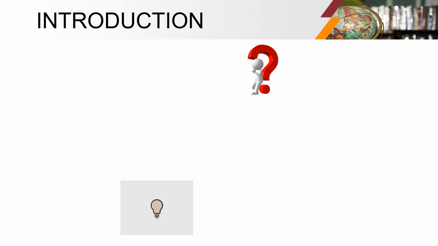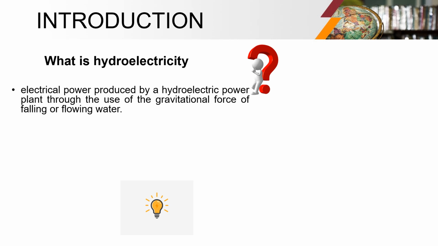Let us first define what is hydroelectricity. Ano ba yung tinatawag nating hydroelectricity? This is the electrical power produced by a hydroelectric plant through the use of the gravitational force of flowing or falling water. So, ibig sabihin, ito yung napoproduce or product ng pag-harness natin ng energy from flowing water. Hydro means water, and electricity, of course, is the form of energy that is produced by harnessing the energy of a falling liquid, which is water.